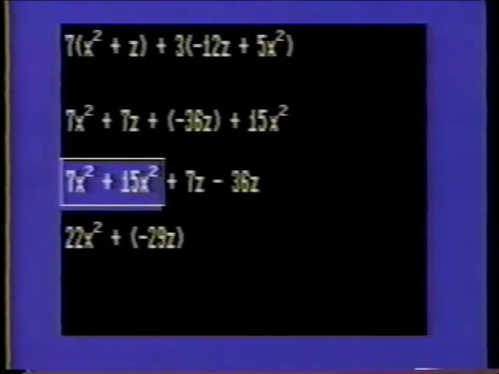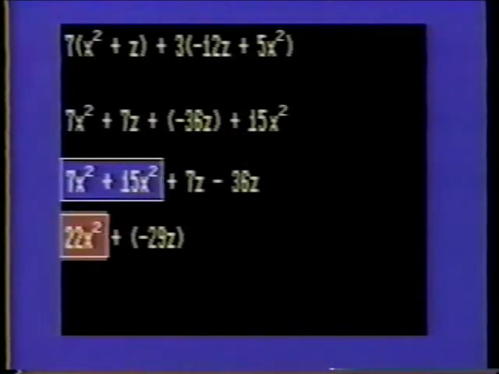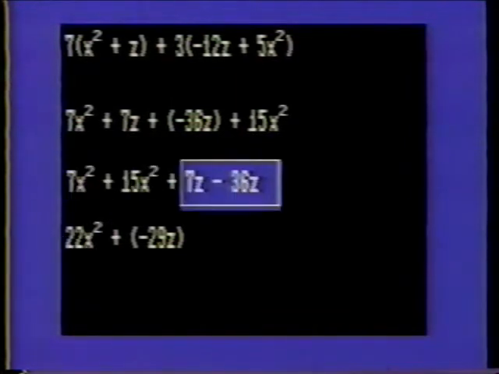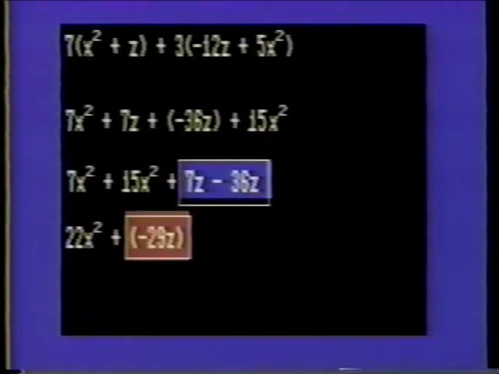Next, combine the like terms. Thus we have 7x squared plus 15x squared is 22x squared. Next, there is 7z minus 36z, which is negative 29z. The simplified equation is 22x squared plus negative 29z. Next, let's discuss some simple properties of addition.